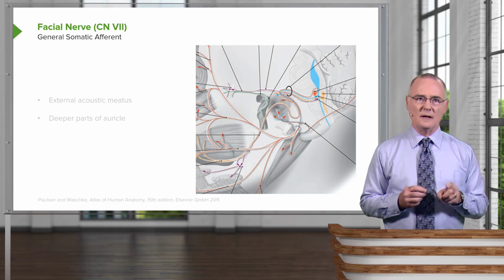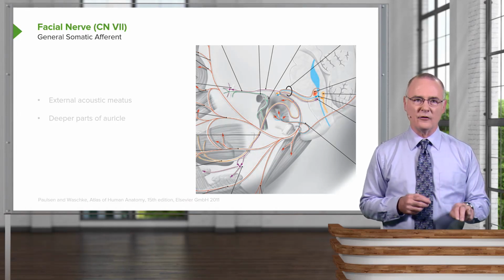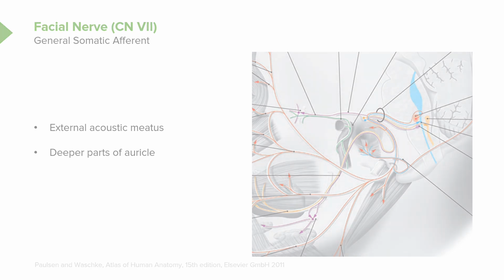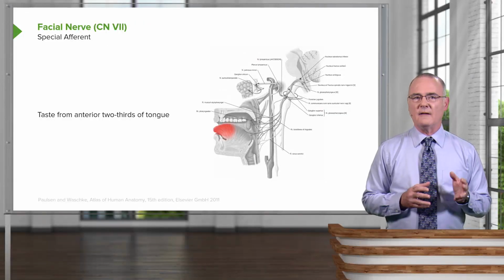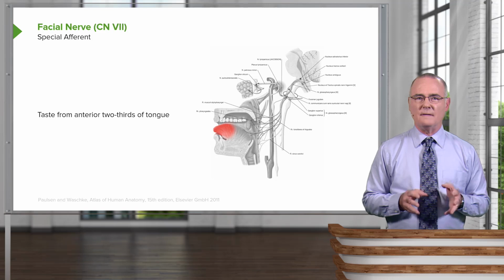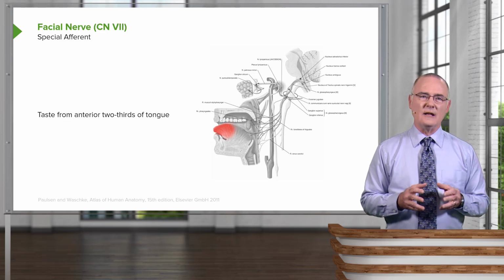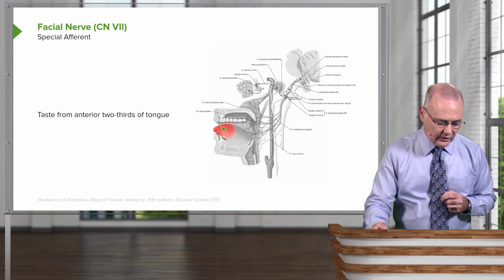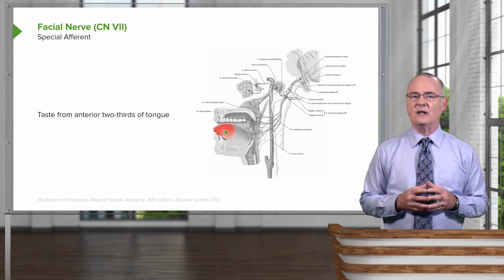you begin with an understanding of the general somatic afferents. These are going to innervate the external acoustic meatus and the deeper parts of the auricle, or the outer part of the ear. The facial nerve also conveys special afferent nerve fibers. In this case, these nerve fibers are conveying taste from the anterior two-thirds of the tongue, and you can see the anterior aspect of the tongue here shaded in red.